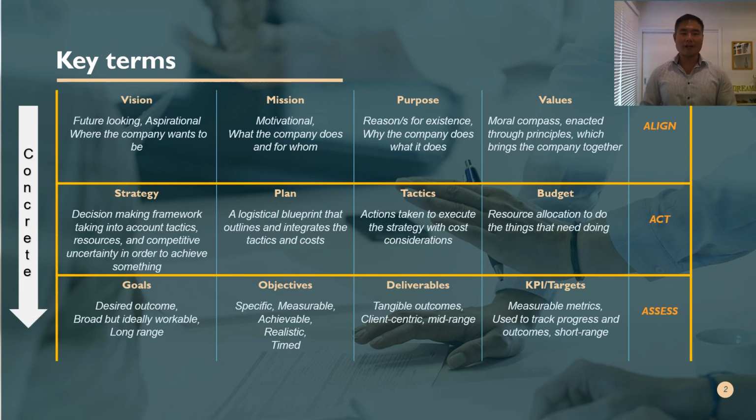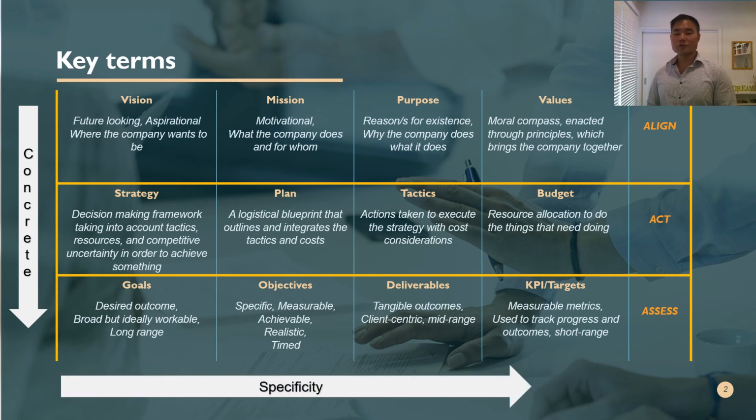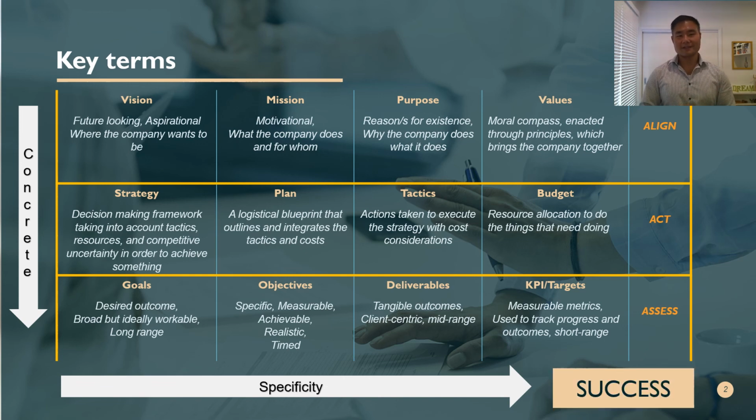So just to summarize, we have very abstract ideas at the top, and they get more concrete or more tangible as we go down the table. And we have quite broad goals from the right, and as you move to the left, they become far more specific. And if you do all of these things correctly, then that should give you business success.